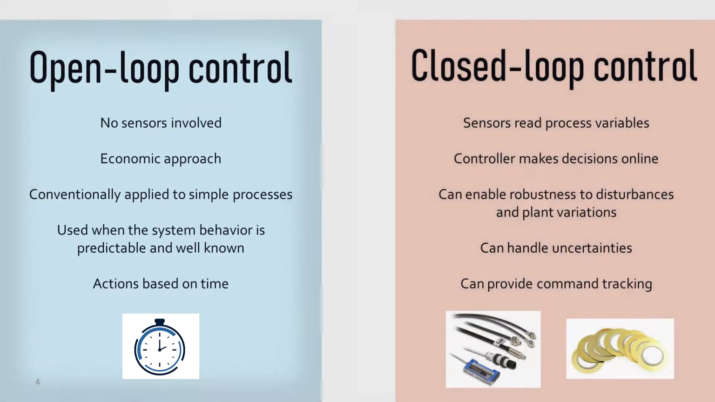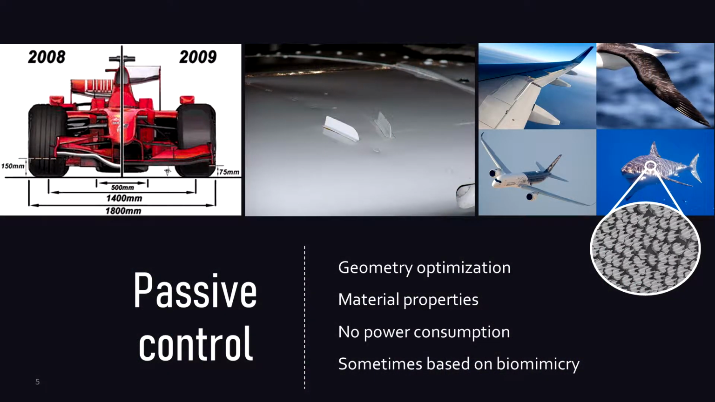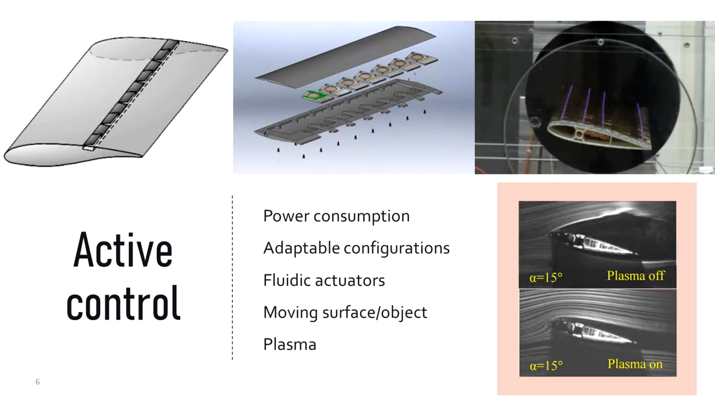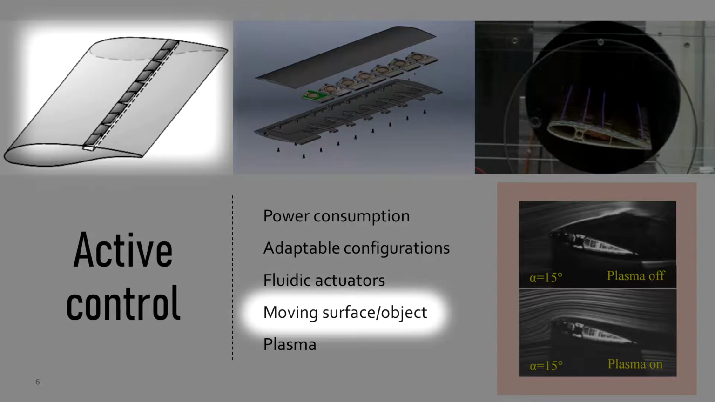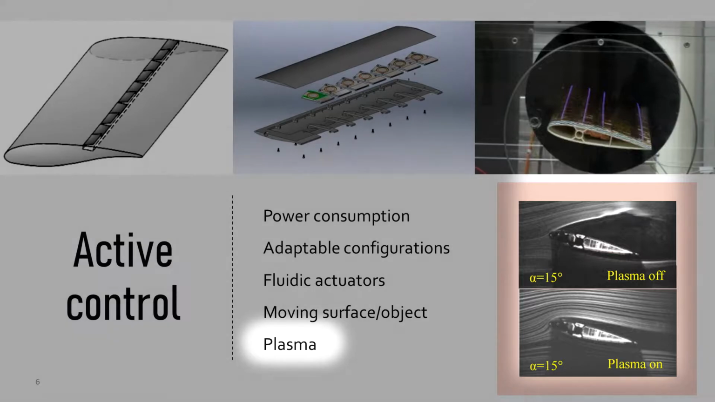A group of flow control approaches can be classified as passive control, which usually consists in adding riblets or other geometric assets and taking advantage of certain material properties. In this class of control systems, there is no power consumption involved. As opposed to passive control, active control uses some source of power to enable more adaptable configurations. Some of the main categories of actuators are fluidic actuators like mini-jets, moving surfaces like active flaps, and plasma actuators.